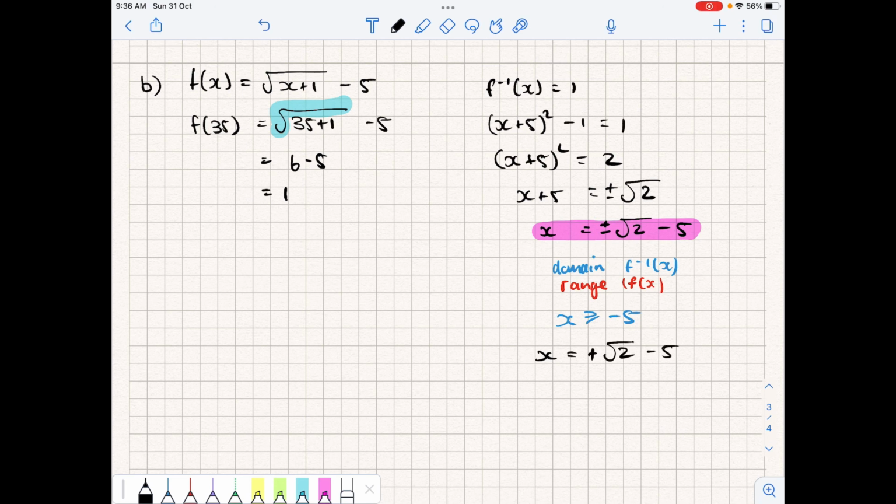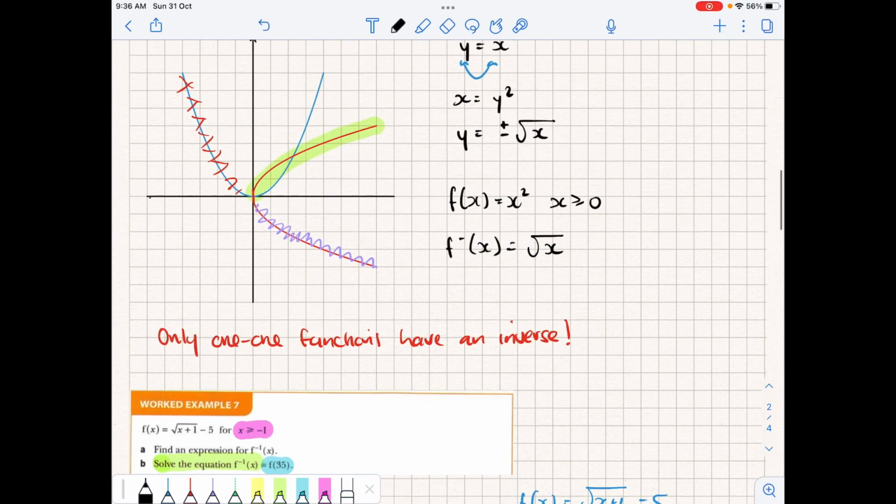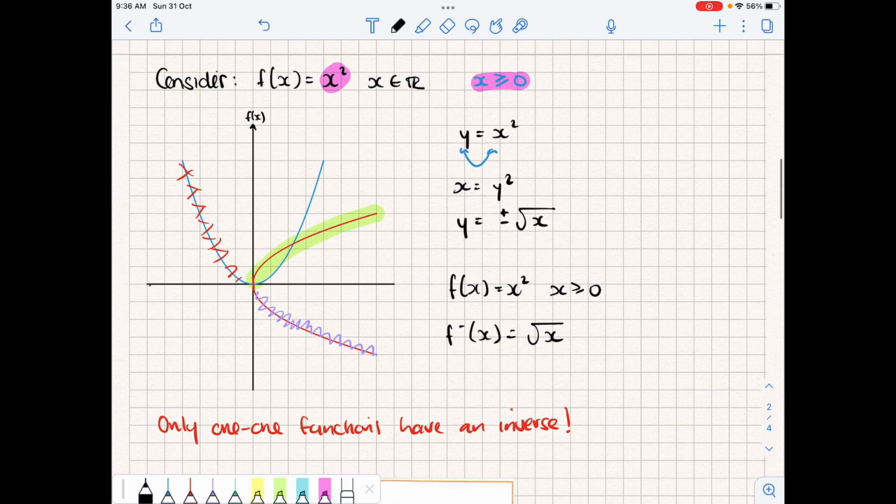So I hope that helps you to see the importance of understanding the domain and range, the relationship between the inverse functions, and also very importantly the fact that only one-to-one functions have an inverse, but that we can set domain restrictions to change a many-to-one function to a one-to-one function to create an inverse function.